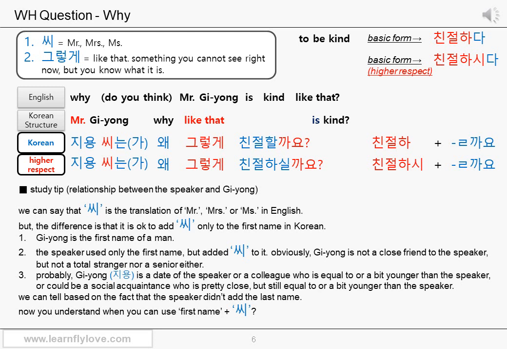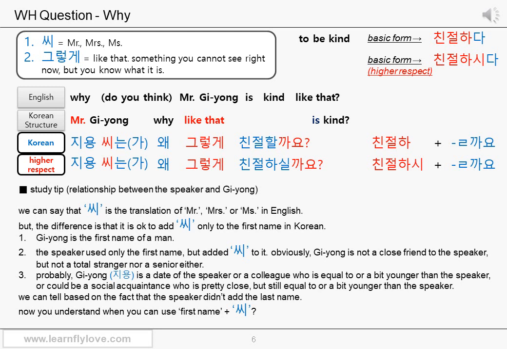Okay, let's rearrange the words first. Let's put the subject Mr. Jiyoung at the head of the sentence as usual. And then put why right after it, as we learned. And let's put the adjective kind at the end of the sentence because we are going to use it as a predicate of the sentence. You know, a Korean sentence always ends in a verb or an adjective or a particular predicate we learned, right? And the be verb is useless and you know why very well.